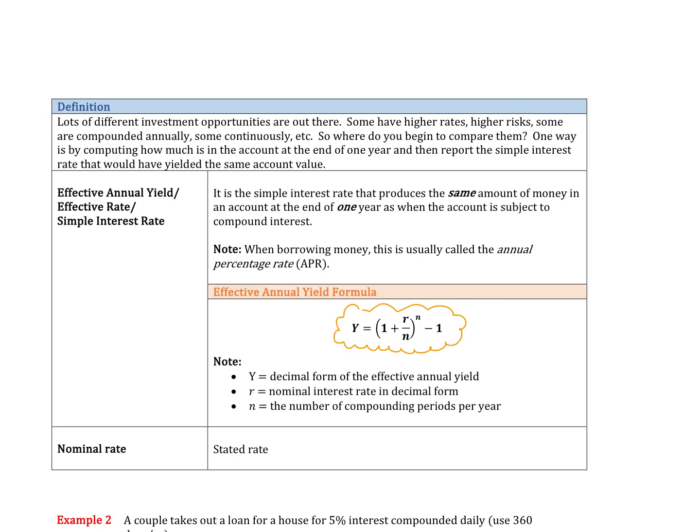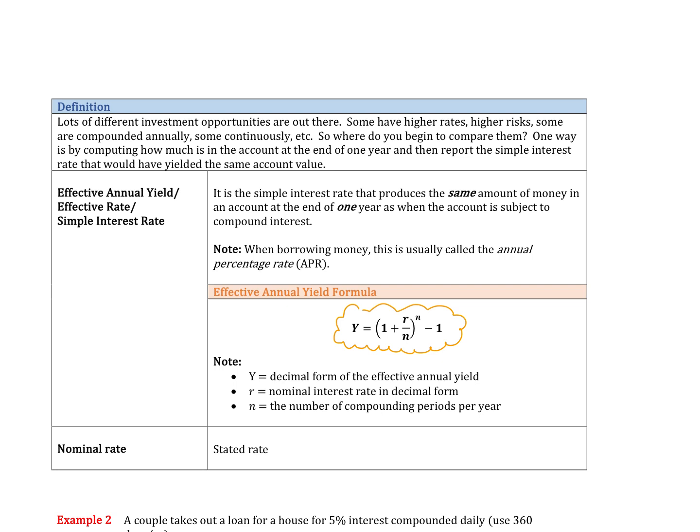Okay, the last thing we're going to talk about in this section is called effective annual yield, or effective rate or simple interest rate. Those are all kind of intertwined and used to represent the same thing. So there's lots of different investment opportunities out there. Some have higher rates, higher risks. Some are compounded continuously, annually, monthly, etc. So the question is, how do we compare these? How do we know which one's better?